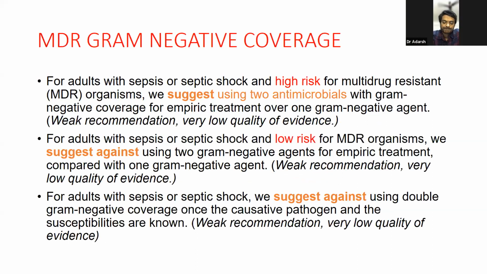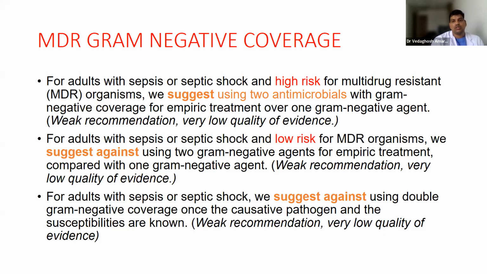Thank you. So they suggested using 2 antimicrobials in patients at high risk of MDR, the same as in the previous question we discussed. The patient has been admitted to the ICU, was using home dialysis, was using immunocompromising drugs, has received multiple antimicrobials in the past 90 days, or has a history of drug abuse, CLD, or CKD. These are prone to MDR organisms. So they suggest using 2 antimicrobials with gram-negative coverage for empiric treatment over 1 gram-negative agent.